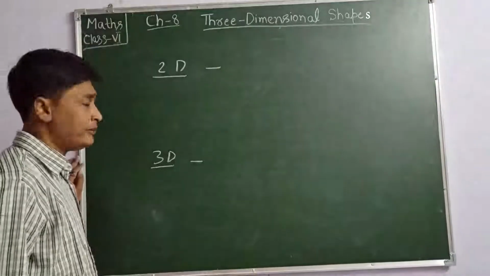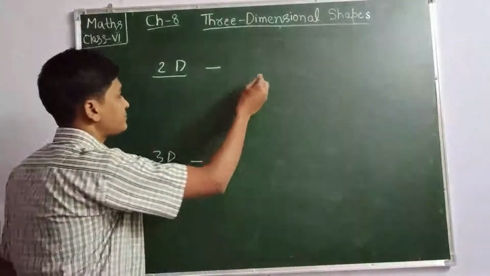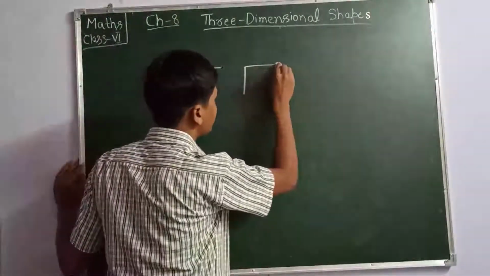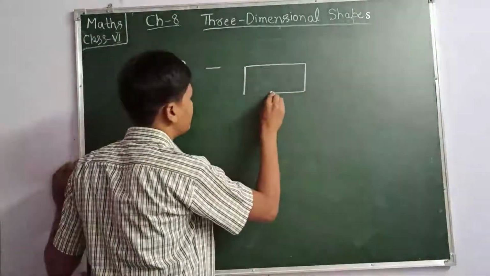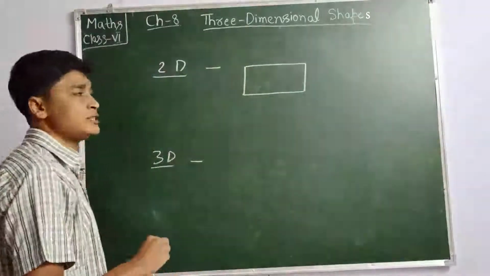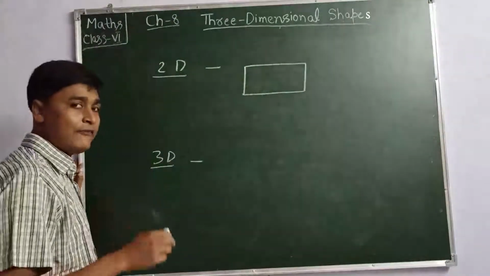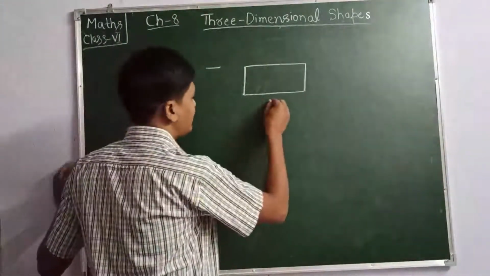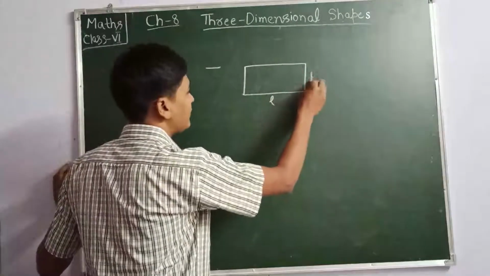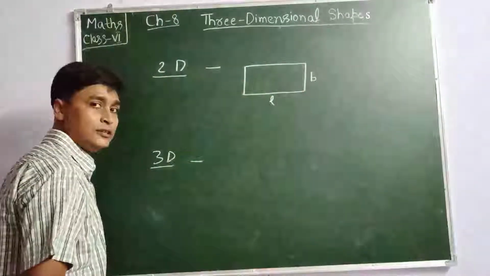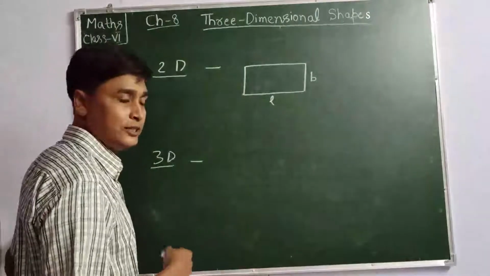Now here in 2D, what is this figure called? In general terms, this is called a rectangle. A rectangle has two things: length and breadth. So how many dimensions are there here? It is 2-dimensional.